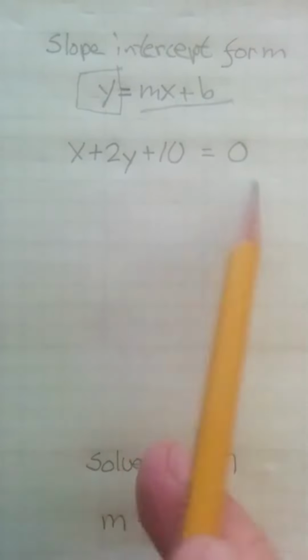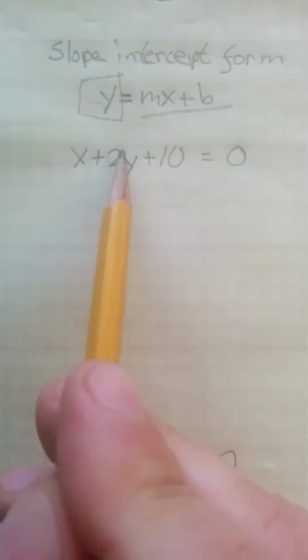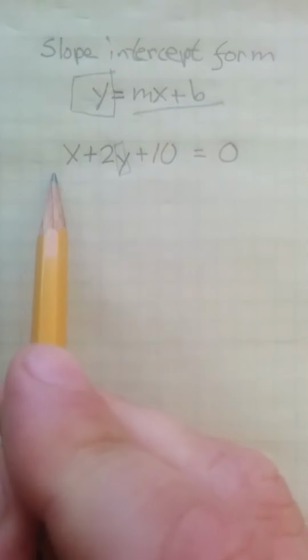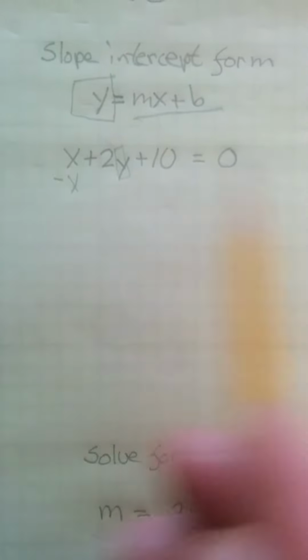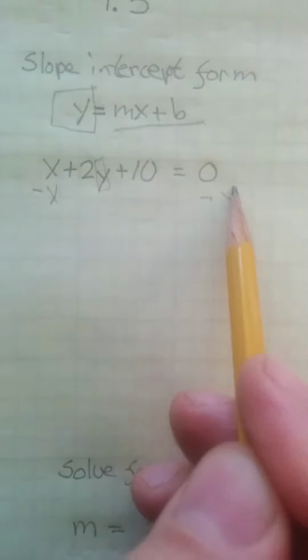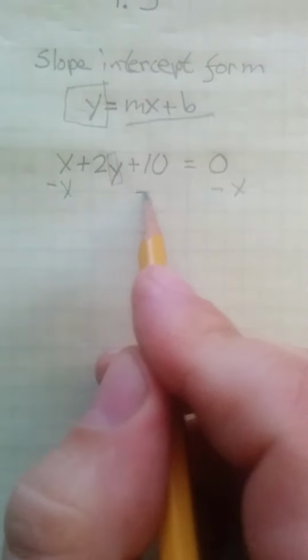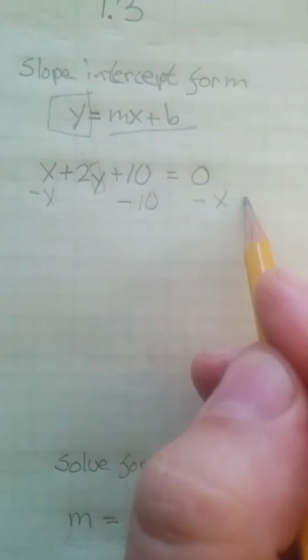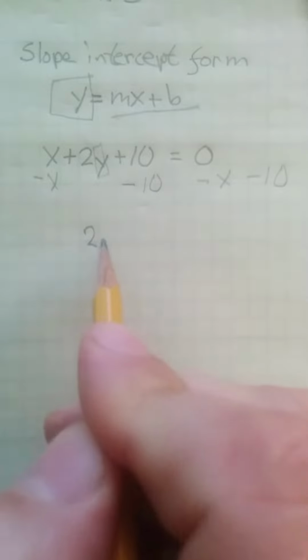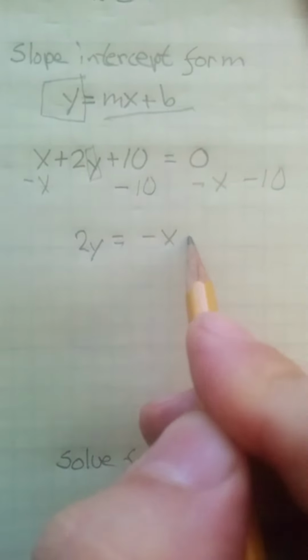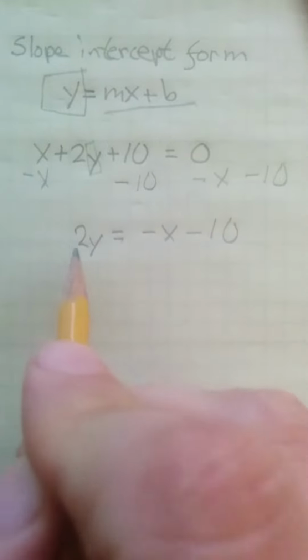So if we want to put this into slope-intercept form, the idea is to get the y here all by itself. So to do that, I'm going to subtract x from both sides. And since we're getting good at this, I can start doing more than one thing at a time. So I could also subtract 10 from both sides at the same time. So now I am left with 2y equals negative x minus 10.